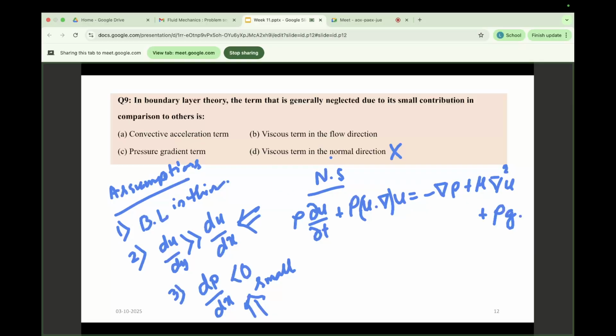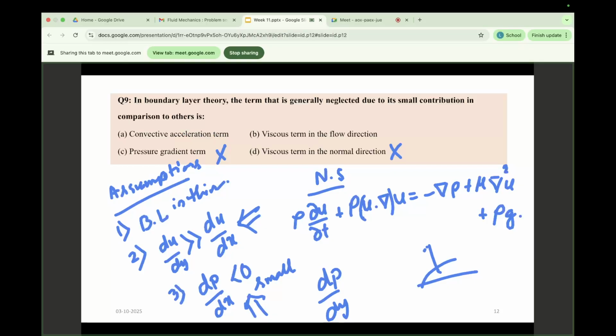Now the pressure gradient term. This pressure gradient term should be small only in the x direction, but in the y direction there should be pressure gradient. As I have told, if this is the boundary layer, there should be sufficient pressure gradient along this y direction. Here nothing is mentioned about this pressure gradient, whether it is in the x direction or y direction. So that will not be the correct option here, right? That's why I am cancelling this one.